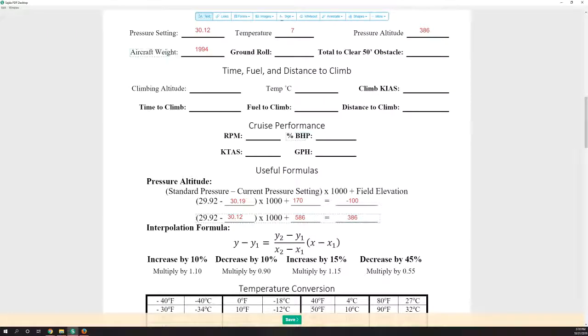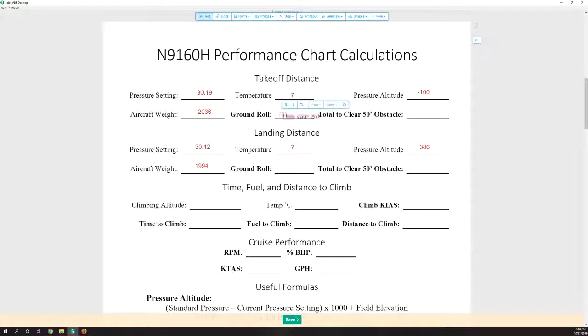So let's go up here. We said 680, and I believe 1210.